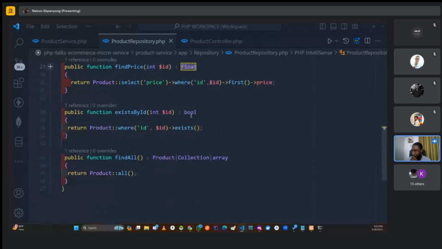And if you're writing Laravel, you're writing PHP, please, I beg you in the name of God, type your Laravel. Ensure that your code is statically typed. Okay, exists by ID, find all.